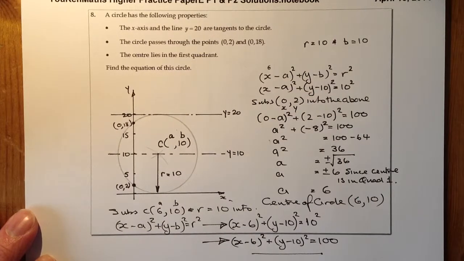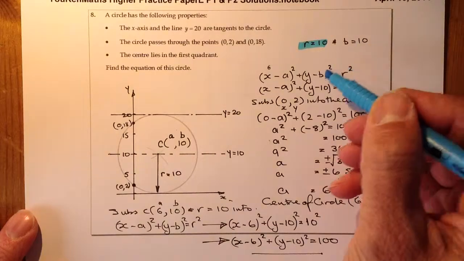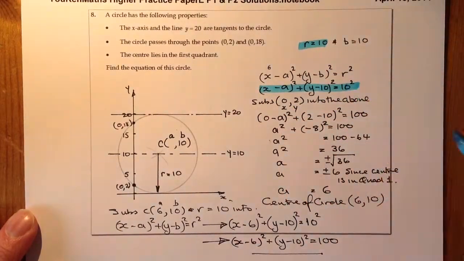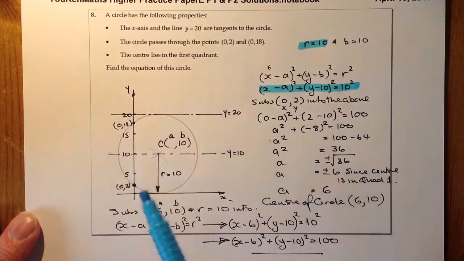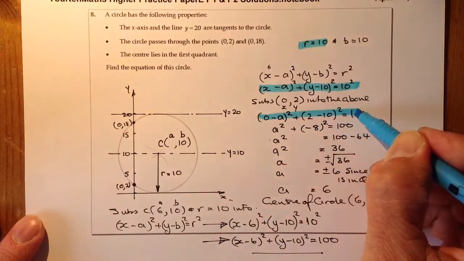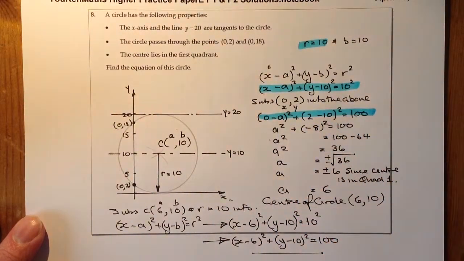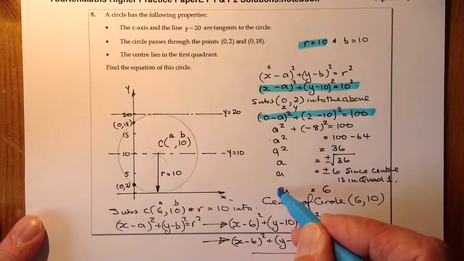Right, let's go for marks here. I'm going to go for 1 mark for getting the radius first of all equaling 10. I'll then go for substituting the value of b into this equation here. So if I get that line there, that would be 1 mark. And remember, you could have substituted in the 0 and 18 as we go down here as well. Right, so substituting the 0, 2 in, I'll take a mark for this one. As I say, the 0 and the 18 could have gone in there as well. You would still have got the same value coming out for a. For a being equal to 6 will be the next mark.